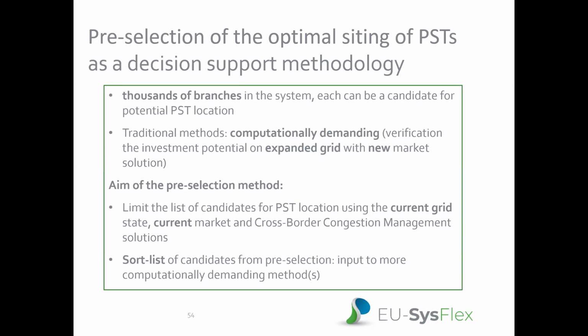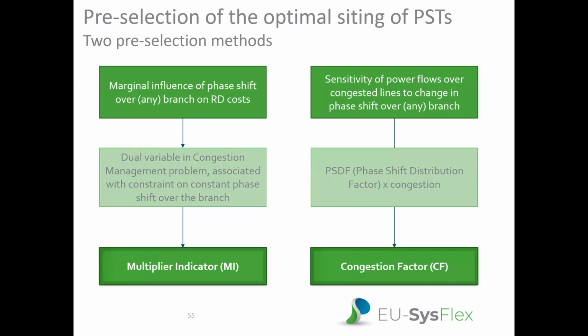The traditional methods for evaluating the potential of investments are computationally demanding. They go through the whole market process and verify the benefits on the new grid state with enabled investment. So what we want to do here is to use rather the information from the current state of the grid, meaning the current topology, current market solution, and current cross-border measurement solution, in order to identify a short list of candidate locations. This short list could then be treated as an input to more computationally demanding methods I mentioned earlier to evaluate the candidates further. Therefore, we aim to provide a decision support methodology that helps to reveal the potential investment location.